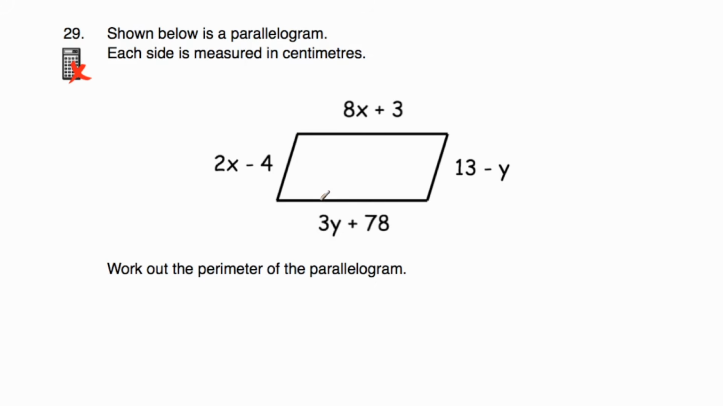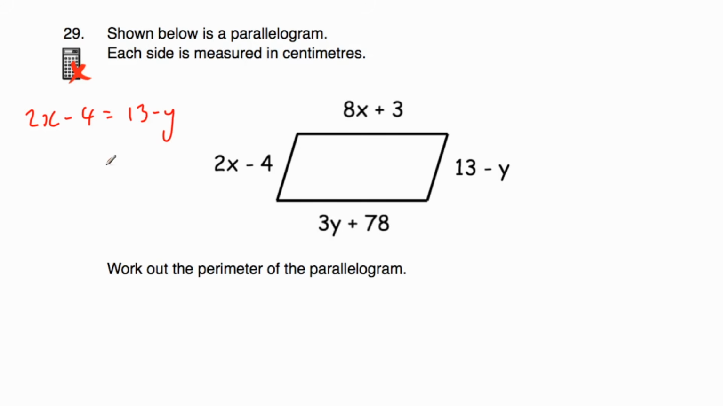Now, like with a rectangle where the opposite sides have got an equal length, in a parallelogram, the opposite sides have got an equal length. So the top of the parallelogram will have the same length as the bottom of the parallelogram, and the left hand side of the parallelogram will have the same length as the right hand side of the parallelogram. So let's start off with the left hand side and the right hand side. So we'd have 2x minus 4 is equal to 13 minus y.